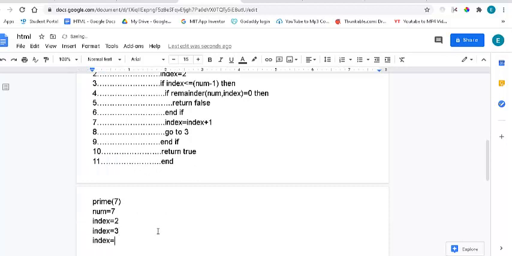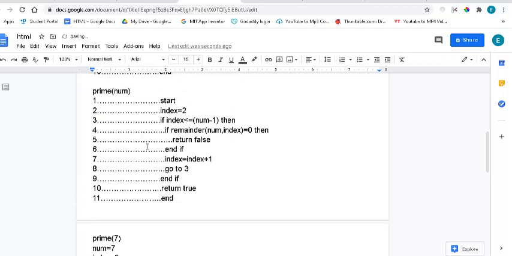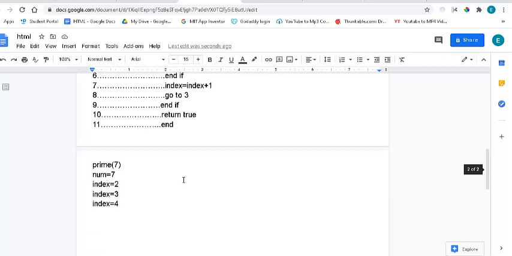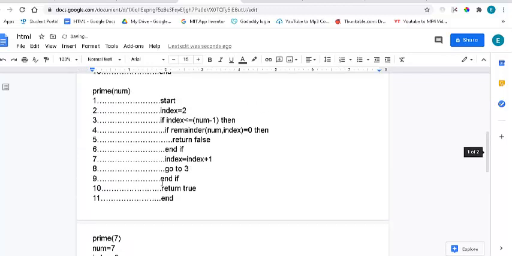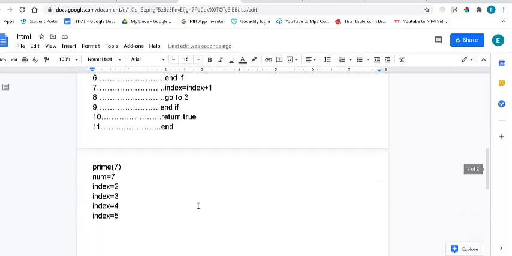So index becomes 4. It goes back to the top of the loop. Again, is 4 less than or equal to 6? Yes. Is the remainder of 7 divided by 4 equal to 0? No, because the remainder is 3. Then index is incremented again. So index becomes 5. It goes back to the top. Is 5 less than or equal to 6? Yes. Now, is the remainder of 7 divided by 5 equal to 0? No, because the remainder is 2. Then it goes back here. Index is index plus 1.